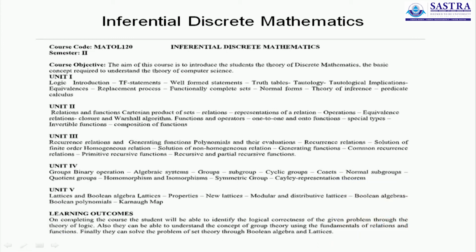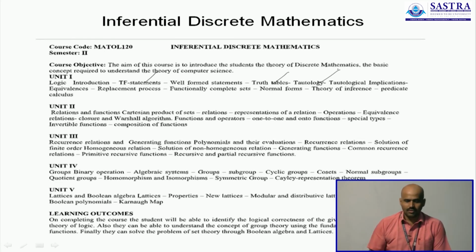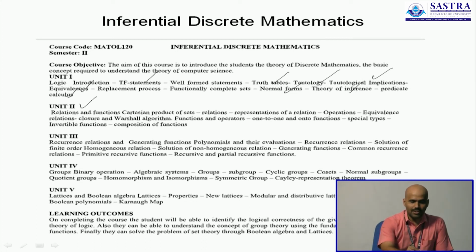We will introduce the true and false nature of statements. We will define what truth tables are. We will introduce tautologies, tautological implications, equivalences of two statements, replacement processes, normal forms of compound statements, and we also look at theory of inference and predicate calculus covered as part of this unit. The second unit will deal with functions and relations.